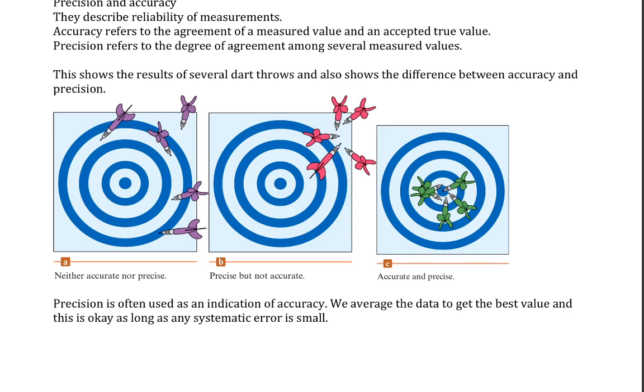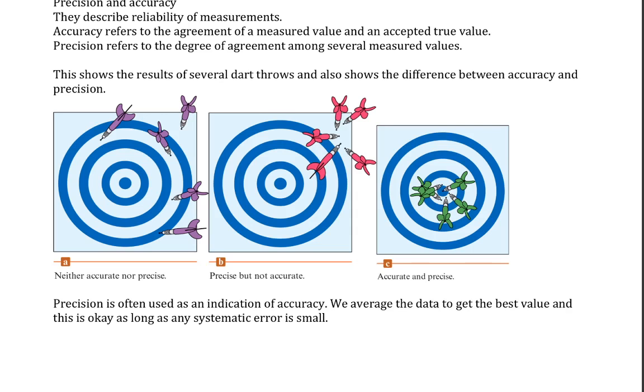Precision refers to the degree of agreement among several measured values. So often we don't have an accepted true value. So we make many measurements, and the closeness of those measurements gives us confidence that probably we've done a good job, and our measured quantity is going to be pretty right on.